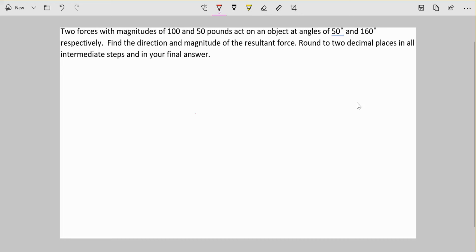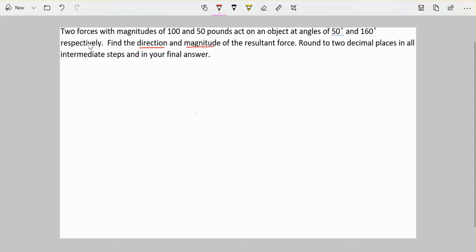So I wanted to take a minute and show you how to find the direction and the magnitude when you're given two vectors. Basically what you're being asked to do to start with, we need to make a vector that combines all the information that we're given. So in this particular example, we have two forces. We have a magnitude of 100 and 50 pounds. Those are two separate magnitudes, and they're acting on objects of 50 and 160.